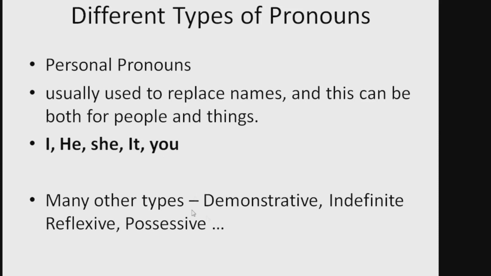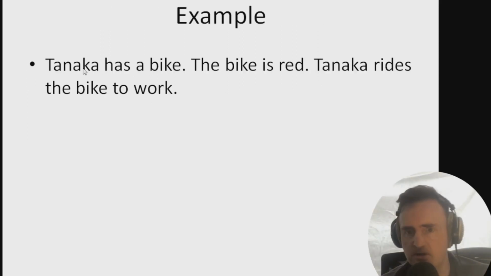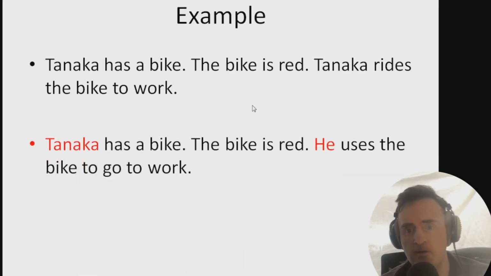And as I said, there's many other types like demonstrative, indefinite, reflective, but we're just going to quickly look at personal. So if we take a quick sentence, Tanaka has a bike, the bike is red. Tanaka rides the bike to work. Now here we've said it's Tanaka, and we don't need to mention his name again. We can just change it to Tanaka has a bike, and then use he from here on. So that's a pronoun there.